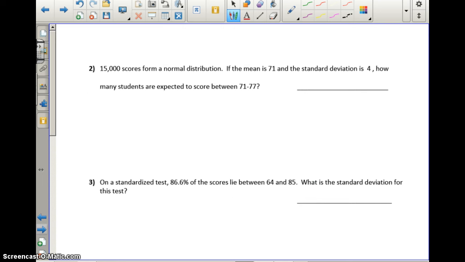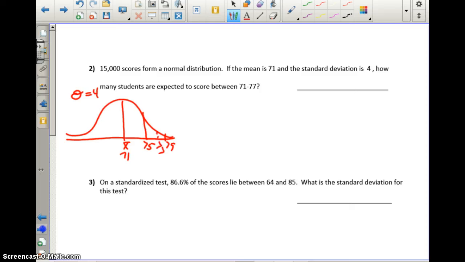Second question, I have to use my curve again from the front page. I'm going to have to draw my own curve. I have a mean of 71. So again, my mean is dead center, here 71. Now, it's asking me about the scores between 71 and 77 when my standard deviation is 4. So if I go out one z-score, that brings me to 75. Two z-scores bring me out to 79, but I wanted to stop at 77. So that means I need to be at the halfway mark.